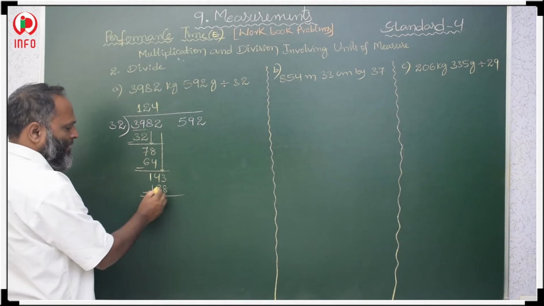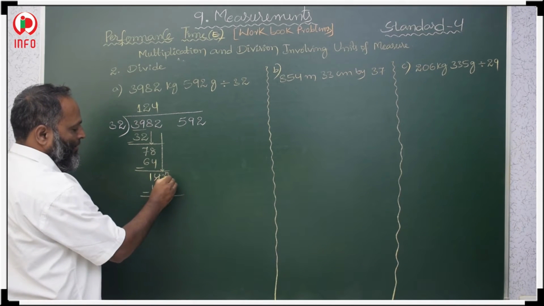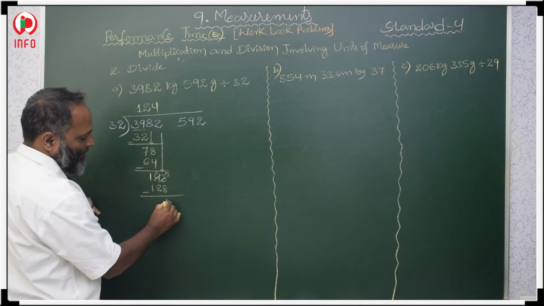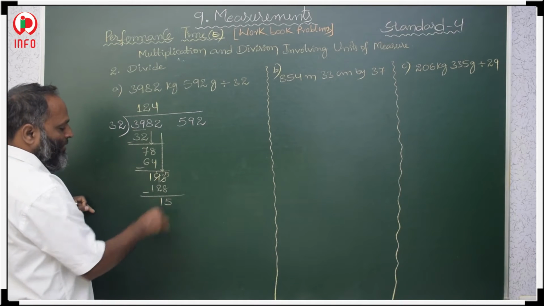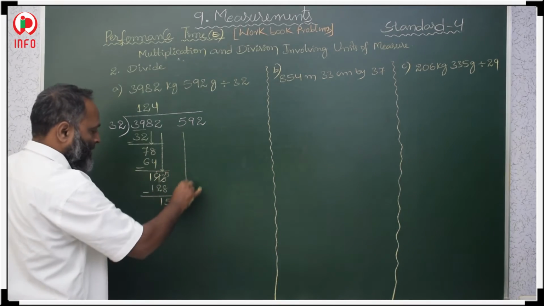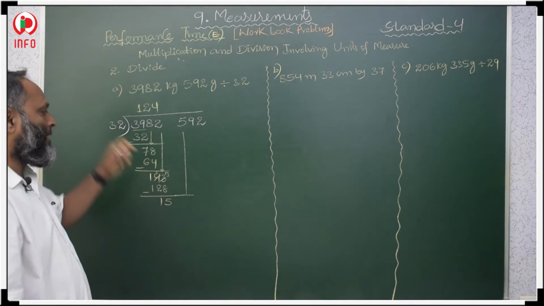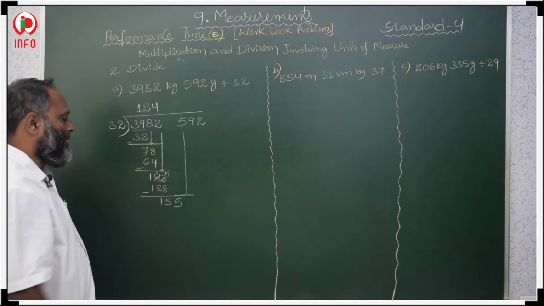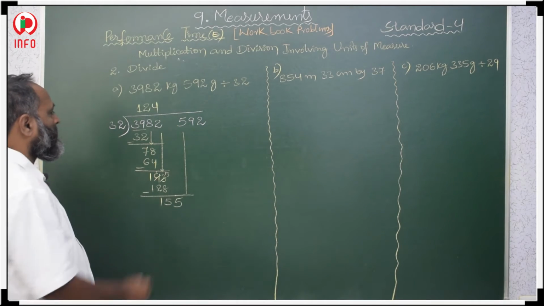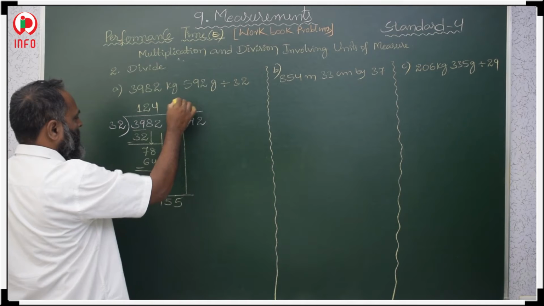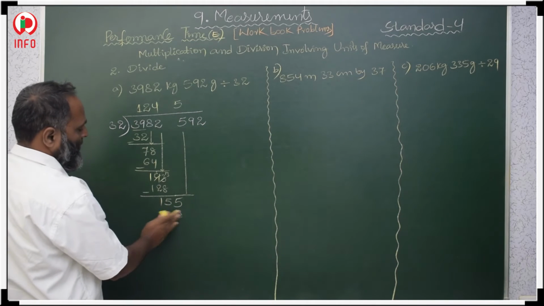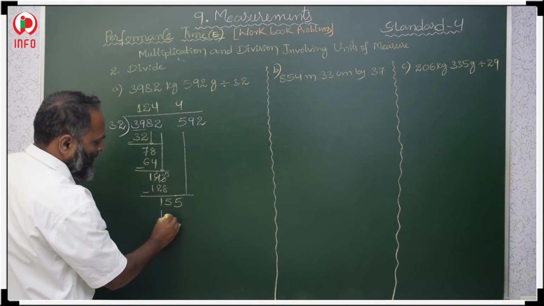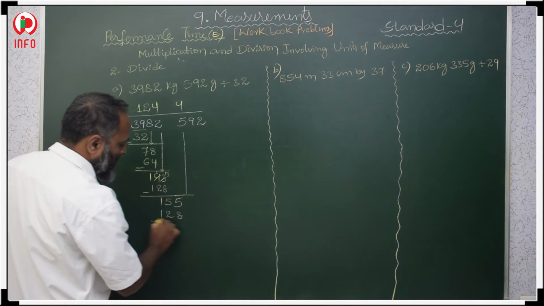Then minus. Borrow, 13 minus 8 is 5. 3 minus 2 is 1. The next, grams digit we are taking. So grams digit is 5. So here also we should write in grams now. 13 5s are not possible. 13 4s are only, 13 4s are 128.